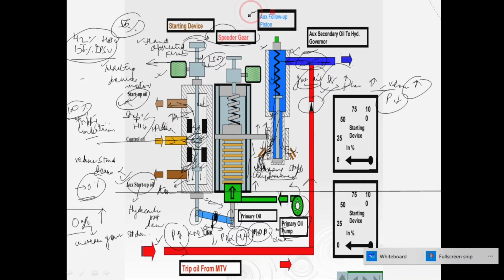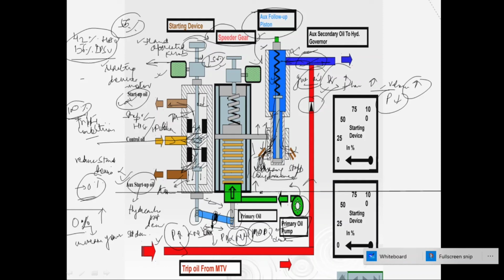Well, the auxiliary follow piston caters to the need of the turbine by draining or not draining the trip oil, so that it maintains the speed of the turbine according to grid requirement. Okay, so the hydraulic turbine totally depends on the speeder gear. The starting device usually follows the piston and the feedback from primary oil that is coming from the pedestal of the turbine.